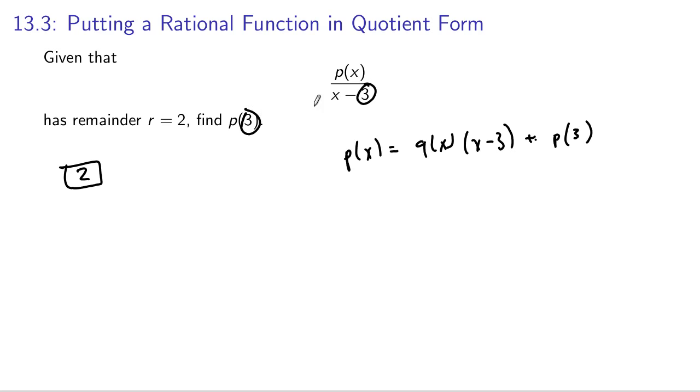And this works because we have 3 and 3. If we were asked what was p of 7, we would have to know the polynomial to find that, and there's not enough information here to answer that question. But we can tell you what p of 3 is, because that is what we divided by. We divided by x minus 3, which tells us that p of 3 is the remainder of that division.